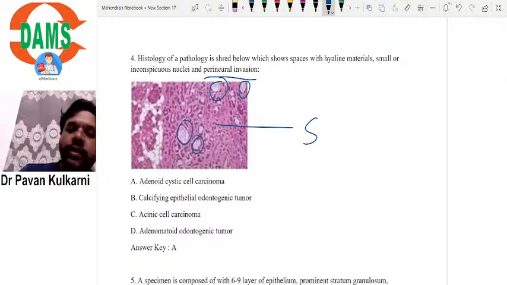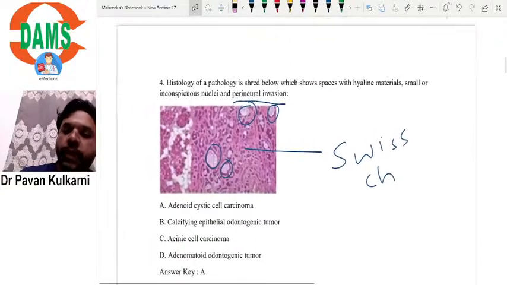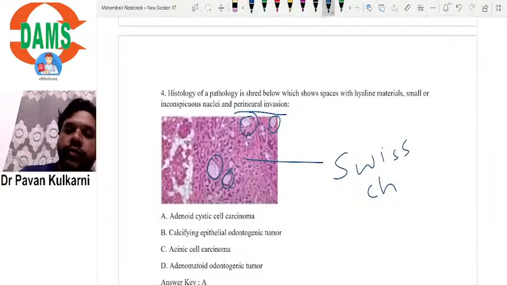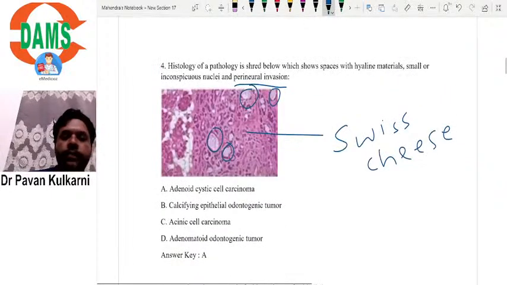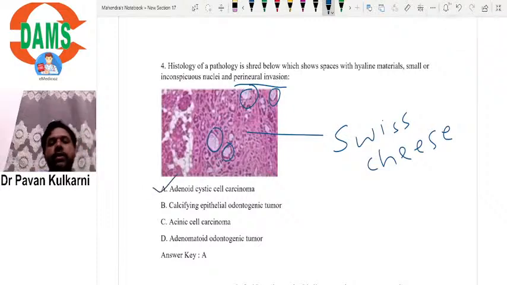What is this called? It is called the Swiss cheese pattern. What is Swiss cheese pattern? It is a histological pattern characteristic of a tumor, that is adenoid cystic carcinoma. So adenoid cystic carcinoma will show this characteristic Swiss cheese pattern.